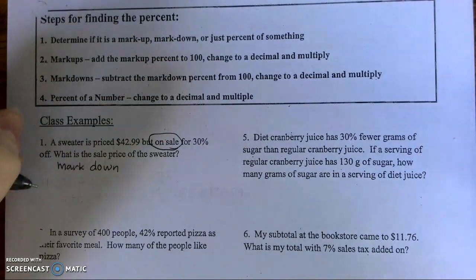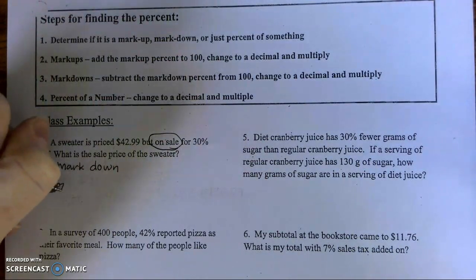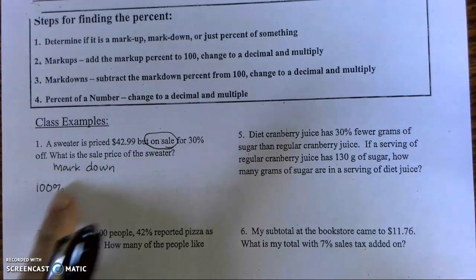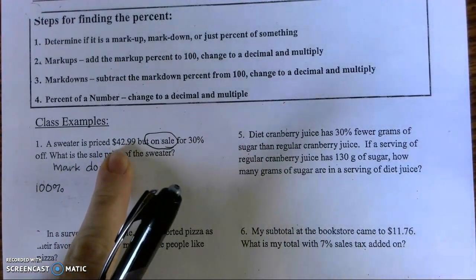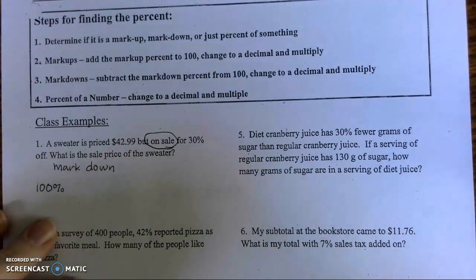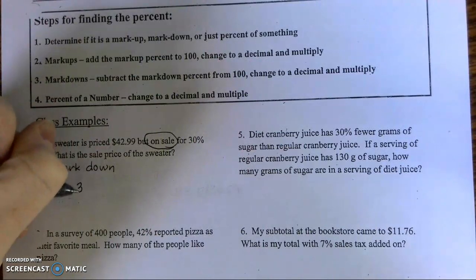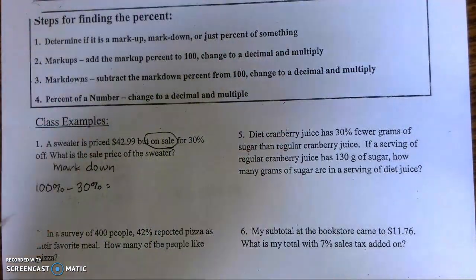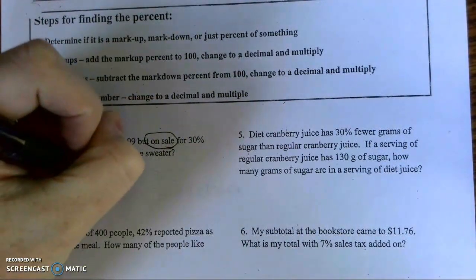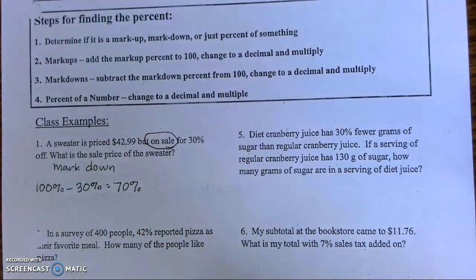To solve these problems, we always take 100%, because 100% is the original price. We're not going to pay all 100% because it is a markdown, so we're going to subtract our discount of 30%. When we do that, we get 70%. So we are going to pay 70% of the original price.